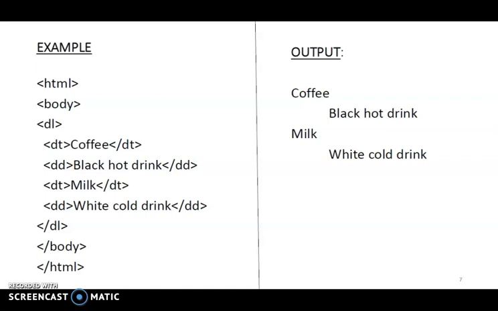So first when your definition term is coffee, then display that your definition description. Then coffee may be a black or hot or drink. Okay, so milk is having the white or cold or drink. Okay, this is the example of your description list.